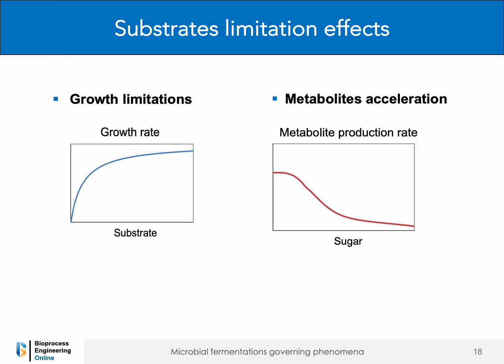Substrate limitations play a critical role in shaping microbial fermentation dynamics as they directly impact cellular metabolic activities. Limitations in key substrates, such as carbon sources, nitrogen sources, or dissolved oxygen, can lead to a reduction in cell growth rate and growth-associated product formation due to restricted metabolic activity. Conversely, in some cases, substrate limitation can enhance the synthesis of non-growth associated products, such as secondary metabolites or recombinant proteins, which are often favored under nutrient-limited conditions.